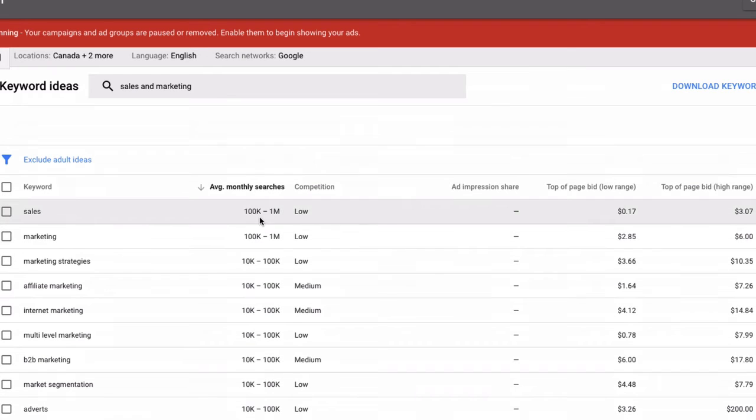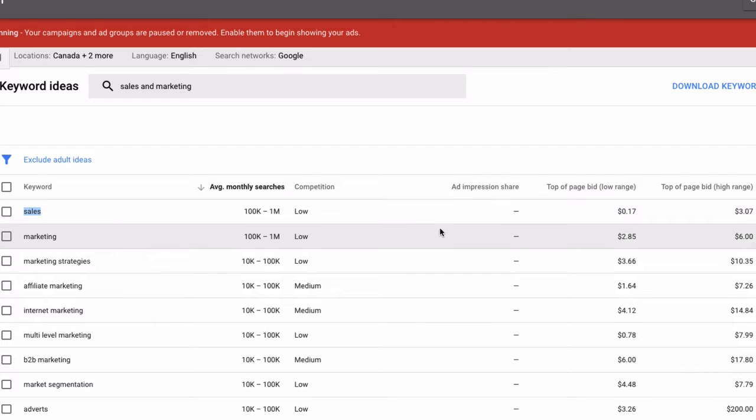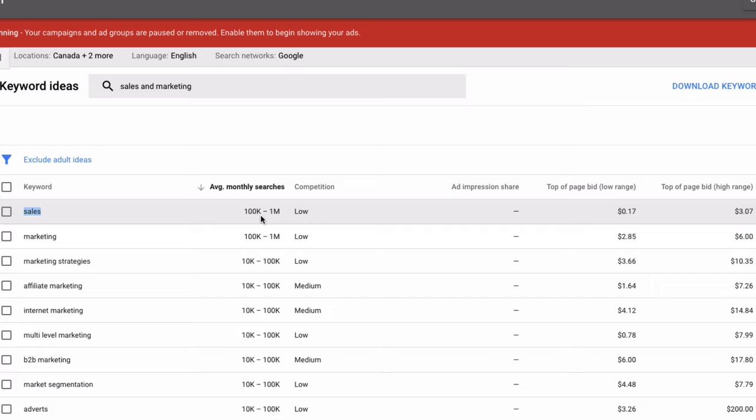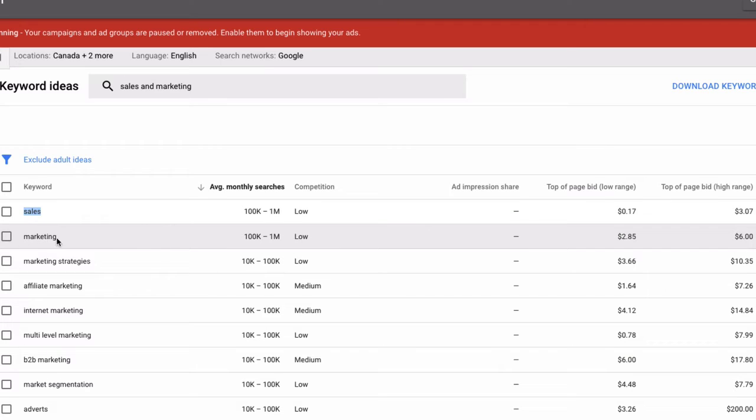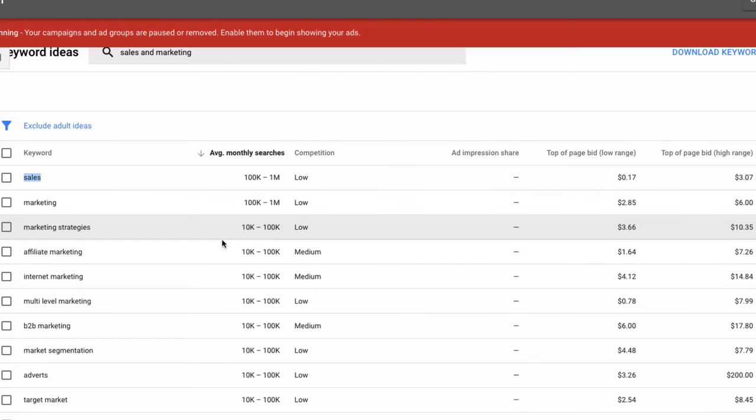So if we're looking here, let's say 100,000 to a million, but low competition. The reason why it's low competition is because when somebody's typing in sales like that, it could mean sales for shopping, right? Versus actual sales. So that's why it's low competition, because people understand that it's not worth bidding on. Marketing, a singular word, probably not the most active. That's why it's low as well. We have marketing strategies. Okay, now we're getting into more detail, right?